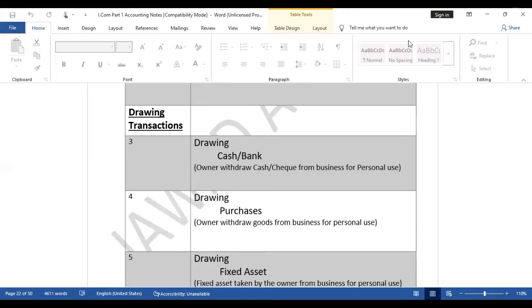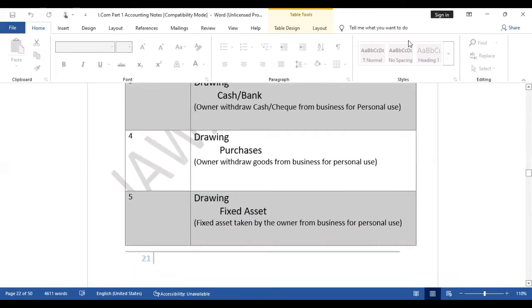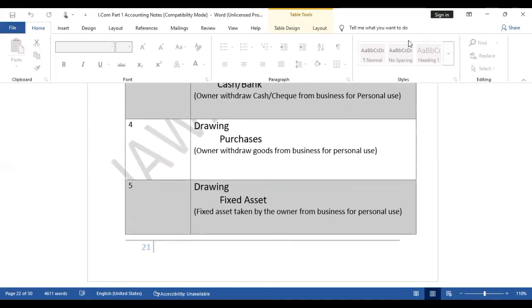If the owner has not taken the cash or bank balance, but has withdrawn some business usable articles or some business stock and taken it to his home, then the entry will be drawing debit, purchases credit. If he has taken any fixed asset of the business, then the entry will be drawing debit, fixed asset credit.